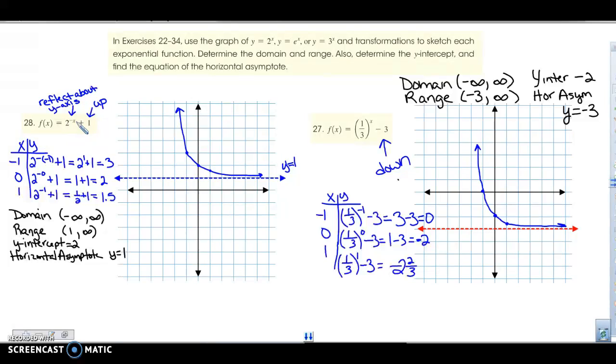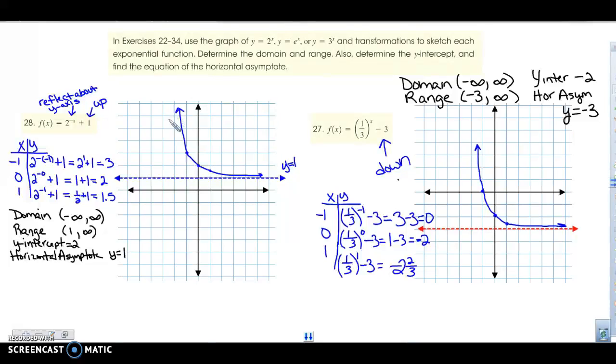And then when I plug in a 1 for x, I get 2 to the -1 power, which is equivalent to 1/2, plus 1, which would give me 1.5. So I plot 1, 1.5. Having the horizontal asymptote really helps because I know this portion of the graph will approach it but never cross it. And then this will extend up to infinity.